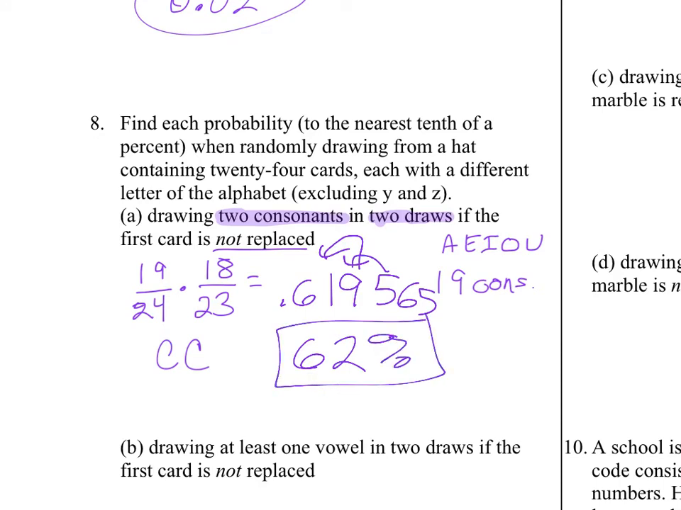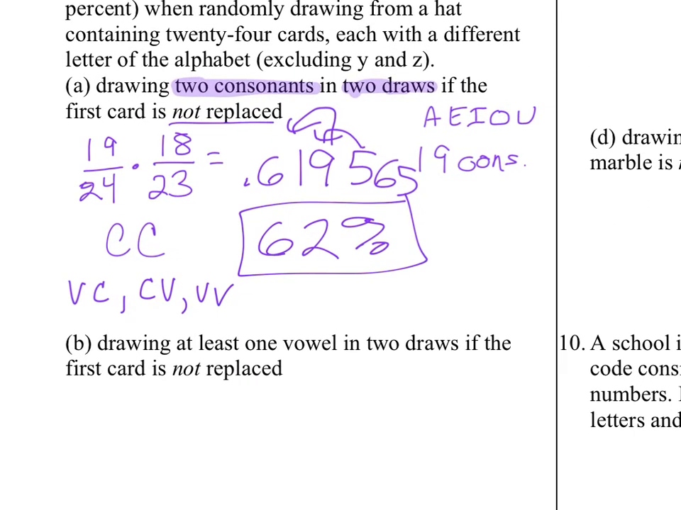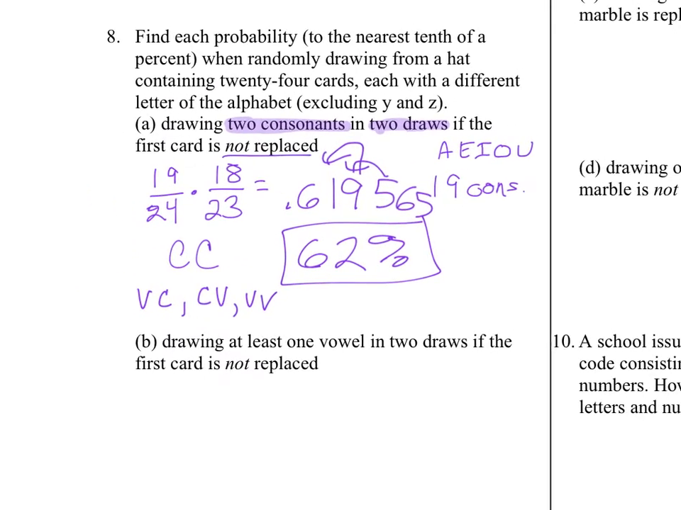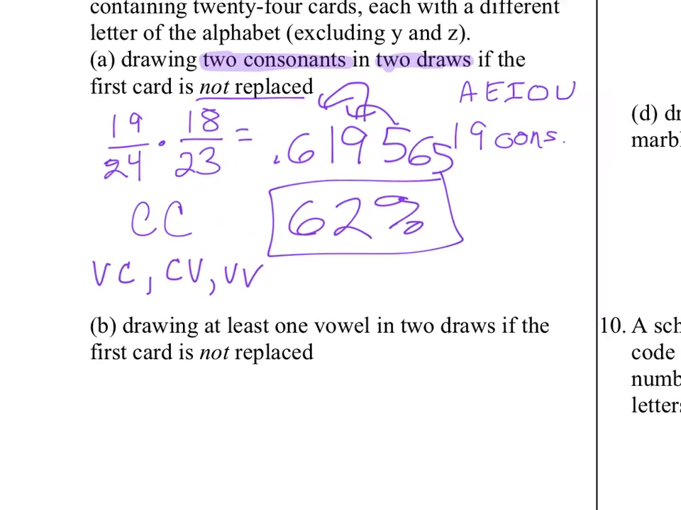All right, what I was starting to say about the consonants is I only have 4 ways I can pull out 2 cards with consonants and vowels. I have 2 consonants. I have a vowel and a consonant. I have a consonant and a vowel. Or I have 2 vowels. So, drawing at least 1 vowel in 2 draws if the first card is not replaced.